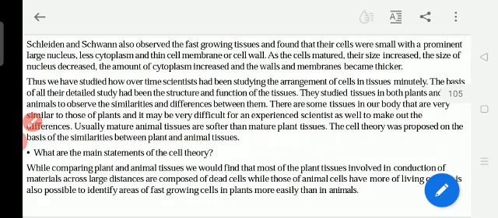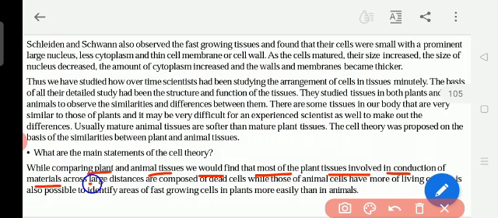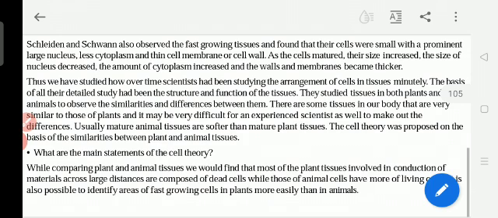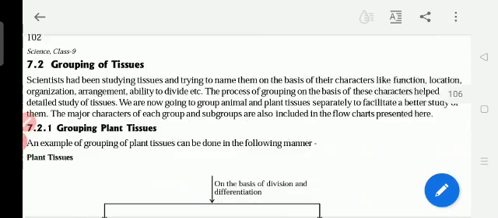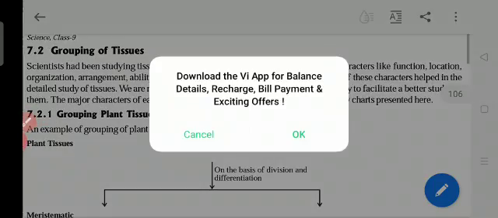While comparing plant and animal tissues, we find that most of the plant tissues involved in conduction of material across large distances are composed of dead cells, while those of animals have more living cells. It is also possible to identify areas of growing cells in plants more easily than in animals, and human beings also. In plants we can find them very easily, because we can find new leaves, new flowers, fruits. But in human beings and animals, it is difficult to find the growing cells. So tissues are divided in different ways. We see in the next video.